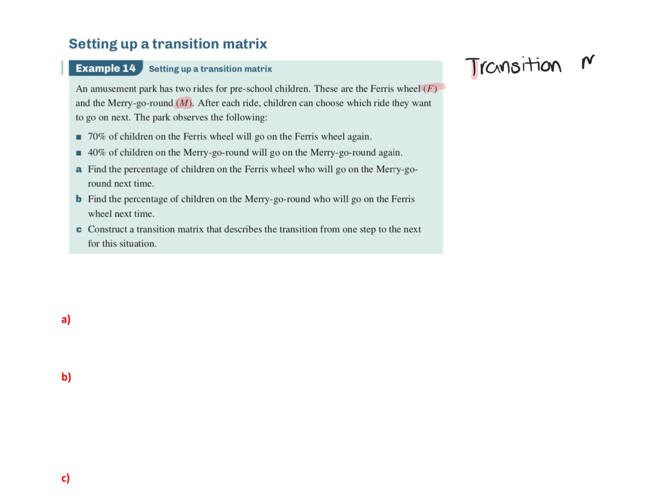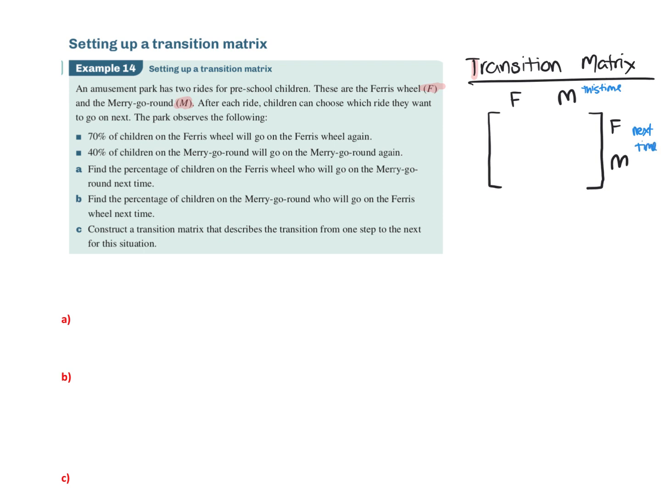Now, we know it has to be square. So it's either going to be 2 by 2, 3 by 3, etc. So what will this one be? How many things have they got to choose from? 2, good. So I'm going to write Ferris wheel first up here and merry-go-round there. And then my same order has to go down the side. And then you might want to write, so this is this time, if you like, and this is next time.